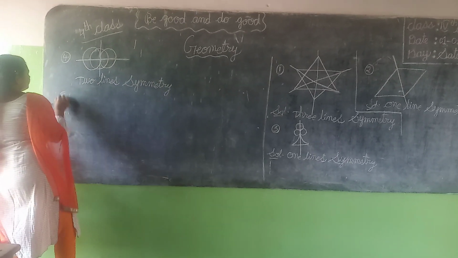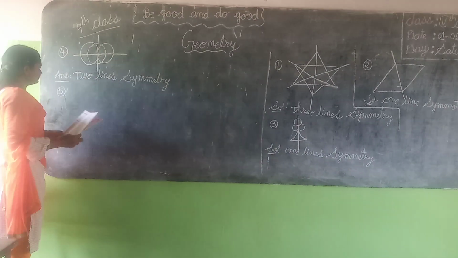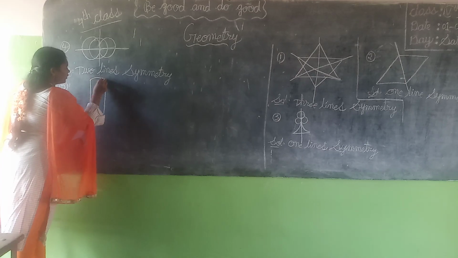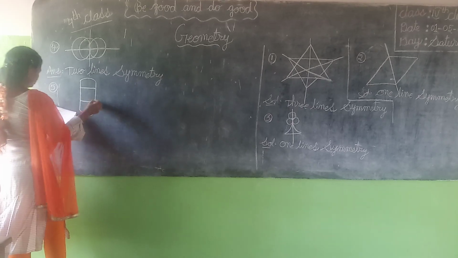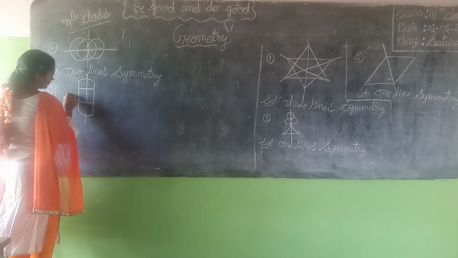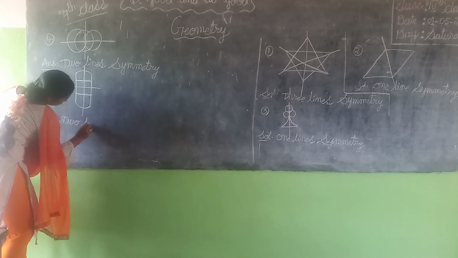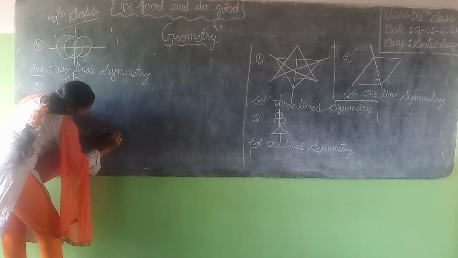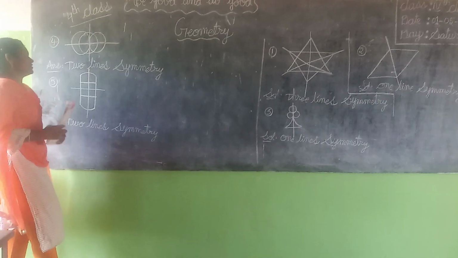Okay, Nama. Next, fifth one. Fifth diagram. So, drawing a cylindrical shape. So, two equal parts. So, how many lines of symmetry in this? Vertical and horizontal. So, two lines of symmetry. Okay, Nama, two lines of symmetry in this figure.